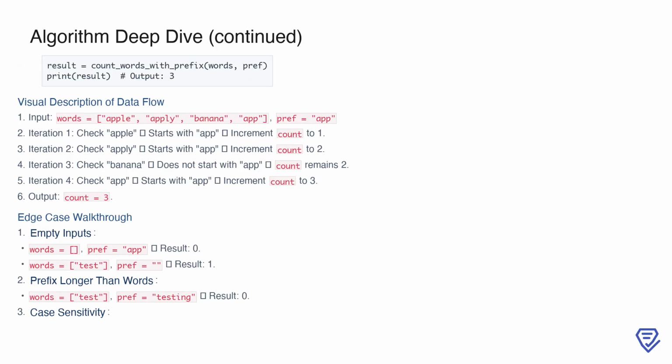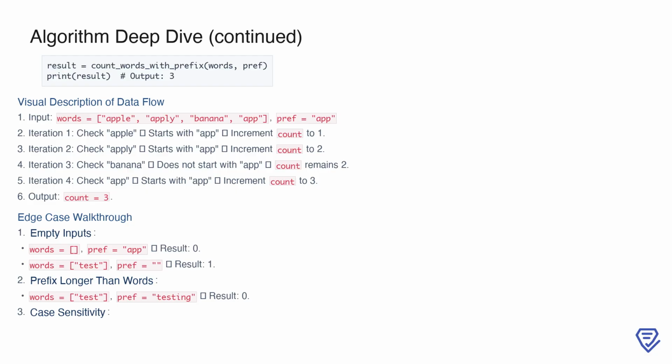To illustrate how the algorithm works, let's consider an example. Suppose we have the input words equals apple, apply, banana, app, and pref equals app. When we call the function count_words_with_prefix with these inputs, it initializes the counter to 0. During the first iteration, it checks if apple starts with app.